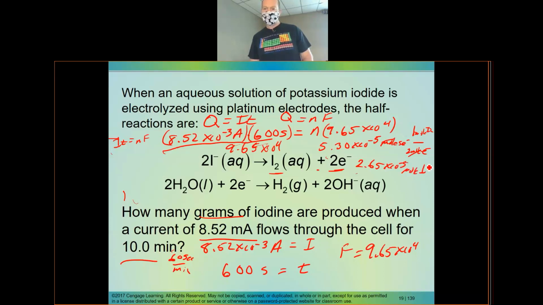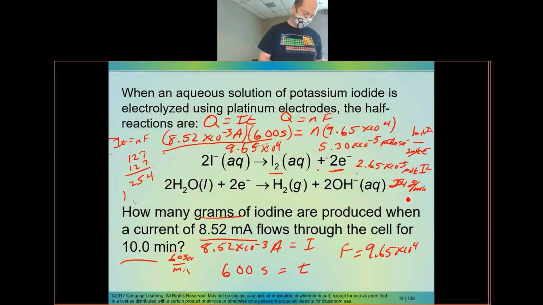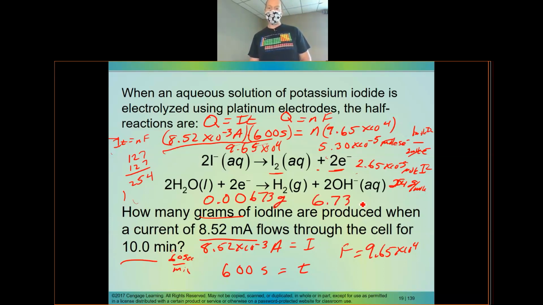That's moles of I2. Then you look up the molar mass of iodine. It is 127, but you have I2 for iodine, and so that is 254. So now we multiply that by 254 grams per mole, and we get 0.00673 grams, or 6.73 milligrams of iodine.